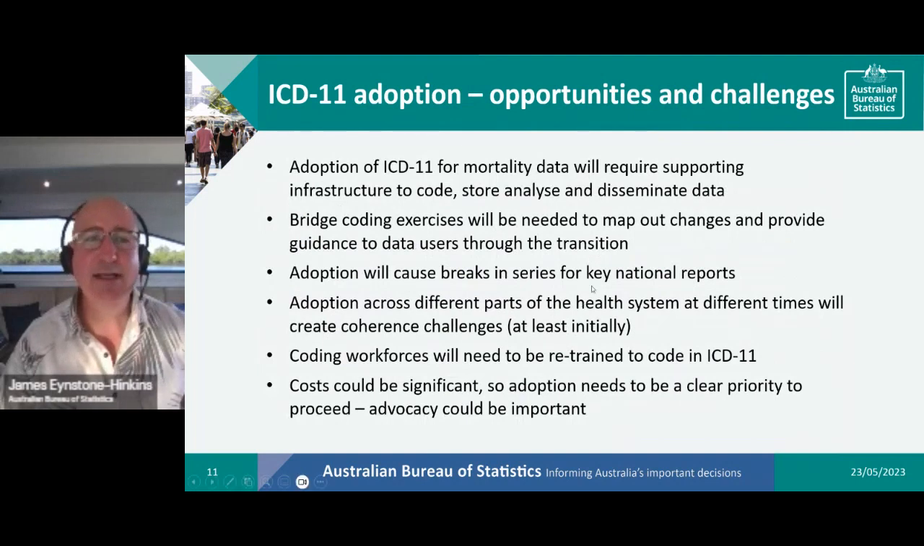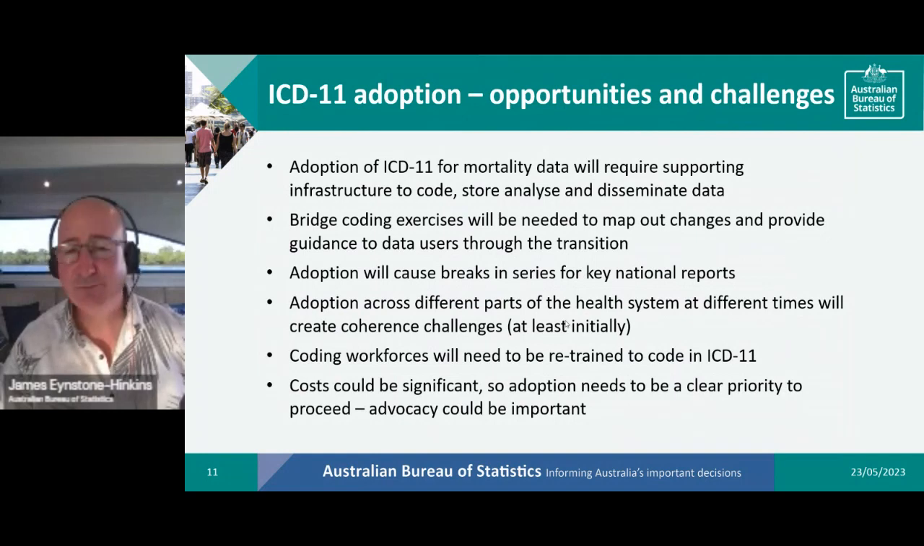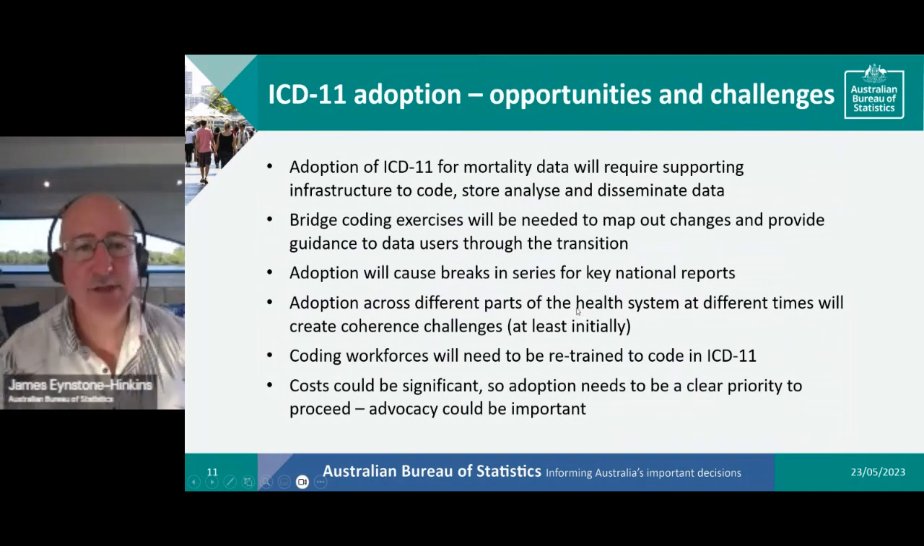There will also be quite a number of challenges in trying to get this into place. So effectively, things like the infrastructure that we need for it. This is a more complex way of capturing and storing data. We will need better infrastructure to be able to use ICD-11. And internationally, we need to work through things like bridge coding exercises so that we can guide users through the transition when that actually occurs. So it will likely cause a number of breaks in series. So for national reporting, we will do lots of work to ensure that people can bridge between classifications, but they will still have to do so despite breaks in series.